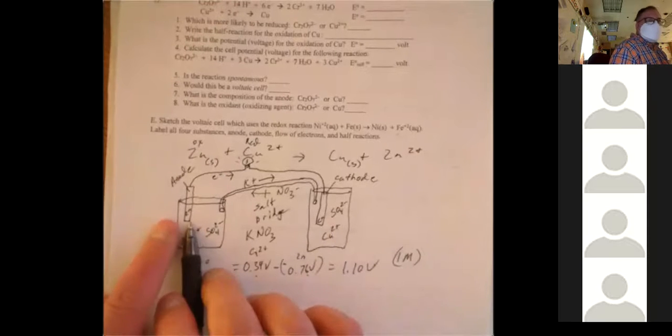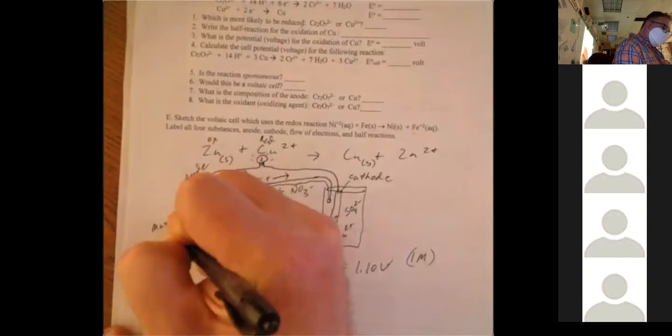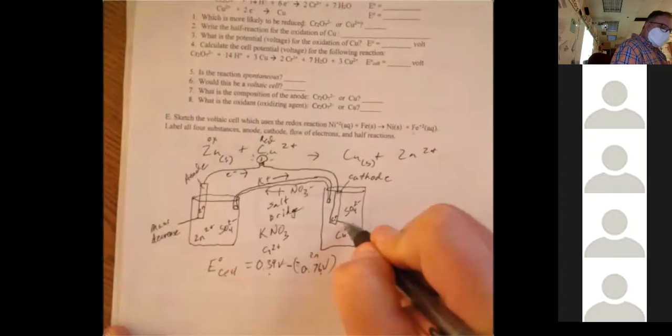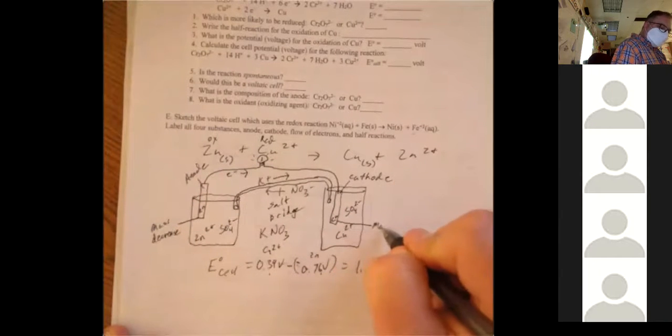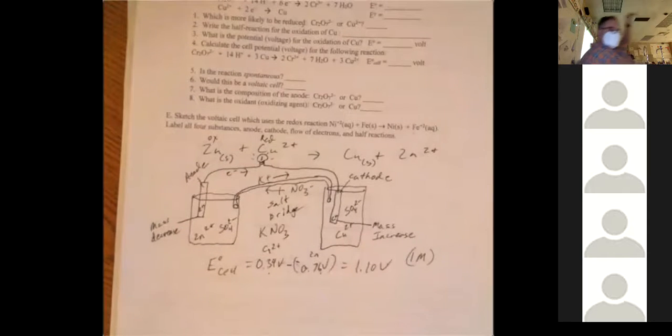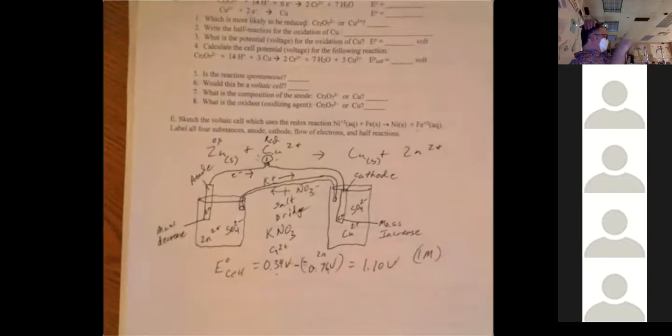What's going to happen to the zinc over time? Mass decrease. What's going to happen to the copper over time? Mass increase. How many volts would it take to reverse this whole process? We would have to use more than 1.10 volts to switch this around and have it go in the opposite direction.